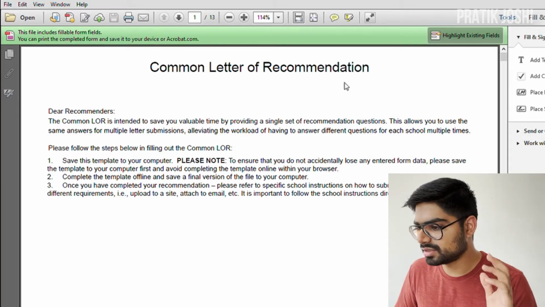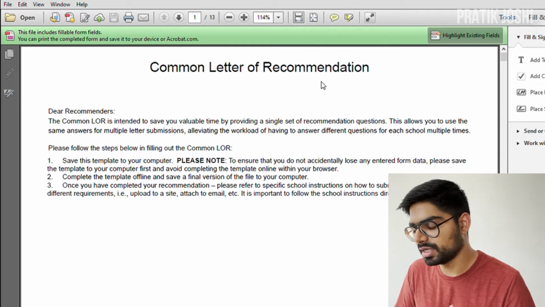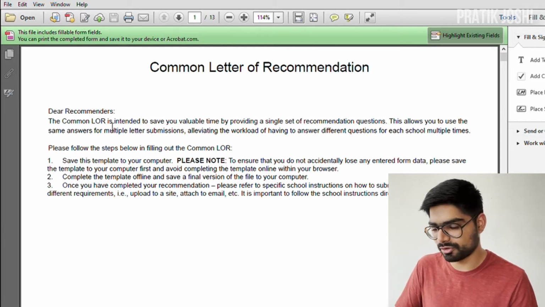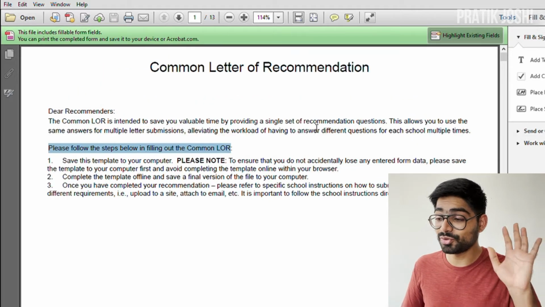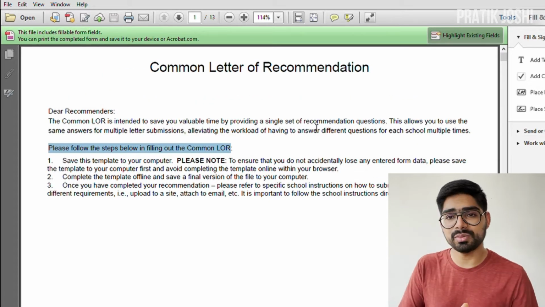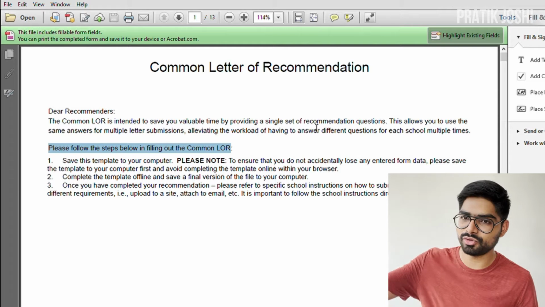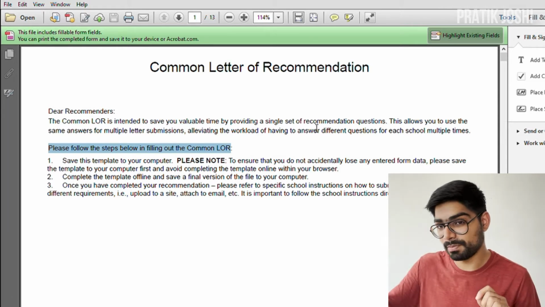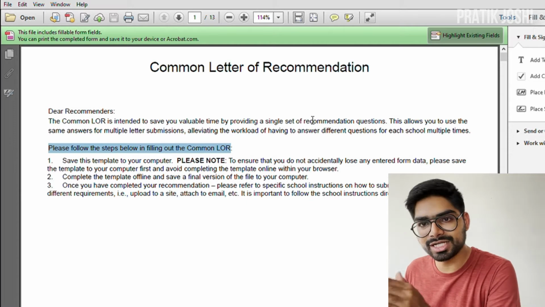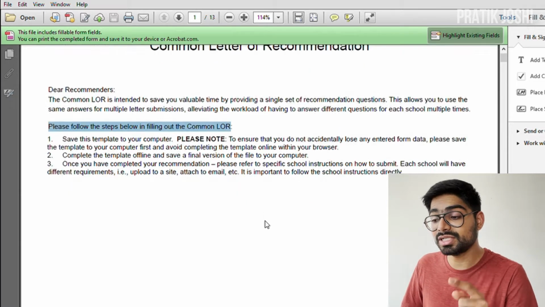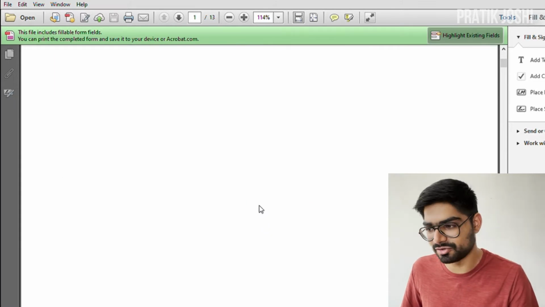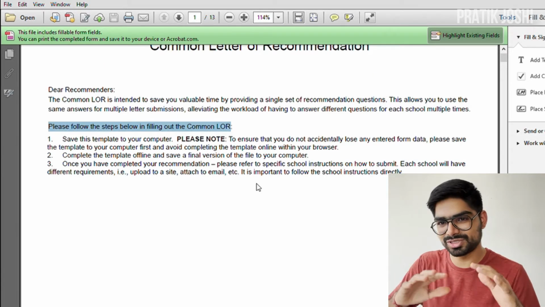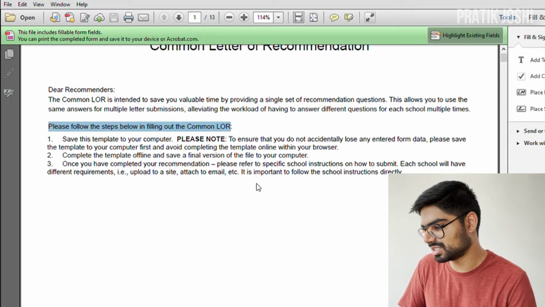As you can see, the header says common letter of recommendation, and there is a small note for all the recommenders who are going to be writing the LOR for you. Basically what they are telling you here is that all the recommenders, please do not fill the form online when you receive it, or answer it in a web browser. Download the file, as I've downloaded this PDF version, and on the PDF itself you can make your changes, which is great by the way. Here there is a general note which says to save your work, as your data can be lost and stuff like that.